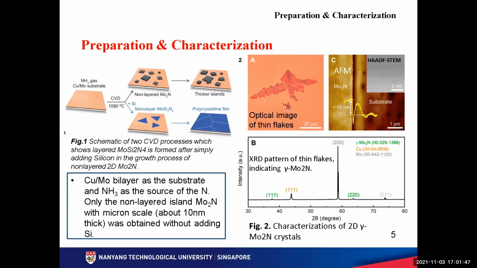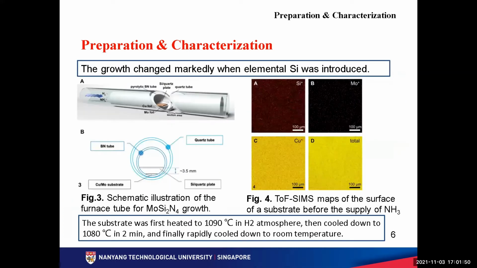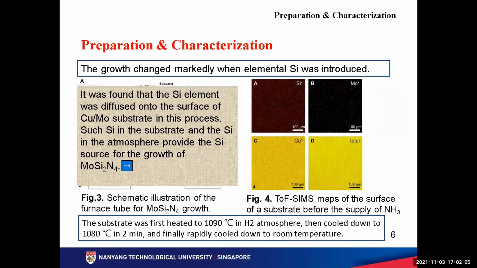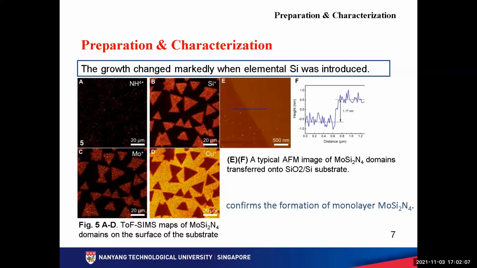The growth changed remarkably when element silicon was introduced. Figure 3 shows the furnace tube for the material growth. The silicon plate was placed above the substrate, and from figure 4, the silicon element was diffused onto the surface of the substrate. Figure 5 shows the TOF-SIMS map of the domain on the surface of the substrate. From the AFM image, the thickness is about 1.17 nanometers, which confirms the formation of the monolayer.